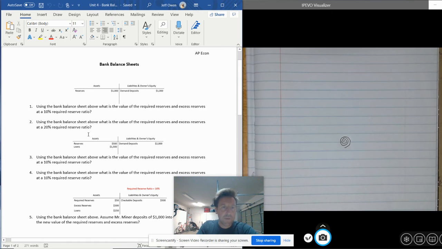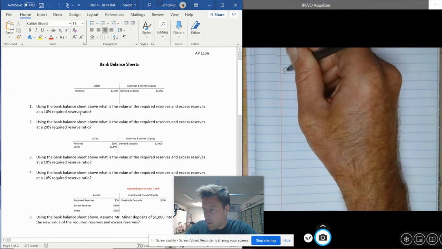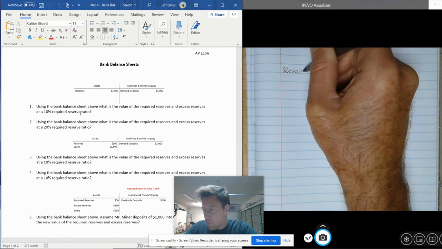Number one up here was a simple balance sheet. I tried to do problems kind of in pairs. That way we can see the difference. So the only difference between these two is the required reserve ratio. So number one, we've got a bank balance sheet that has demand deposits of 1,000 and reserves of 1,000. It says using the bank balance sheet above, what is the required reserve and the excess reserve of a 10% required reserve ratio. So what we have here is a T-chart where they're just giving total reserves.